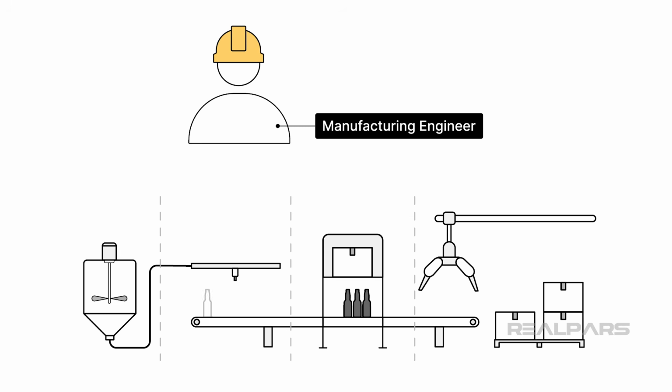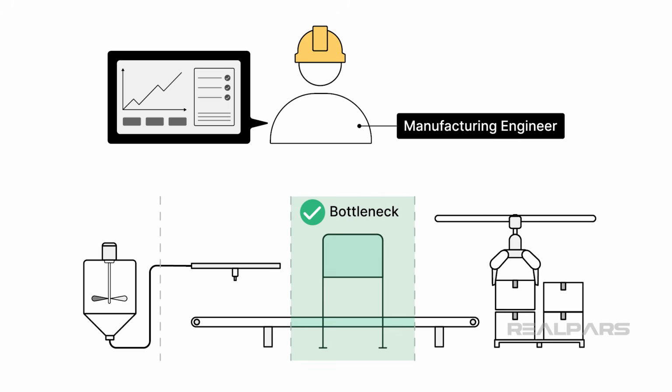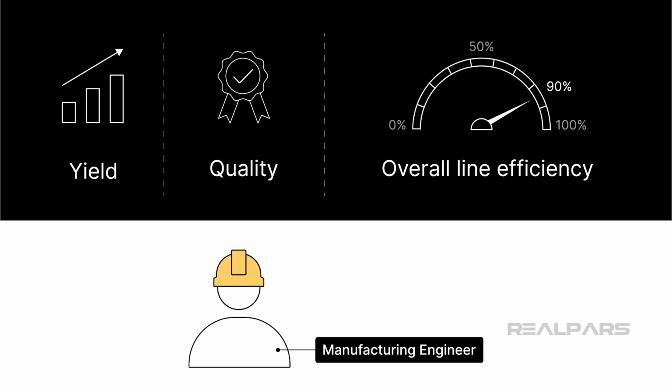Manufacturing engineers focus on the production process itself, leading continuous improvement projects across the factory. For example, if a specific machine is bottlenecking a production line, a manufacturing engineer might lead a project to increase its throughput or reduce its downtime. A manufacturing engineer's performance is typically measured on yield, quality, and overall line efficiency.